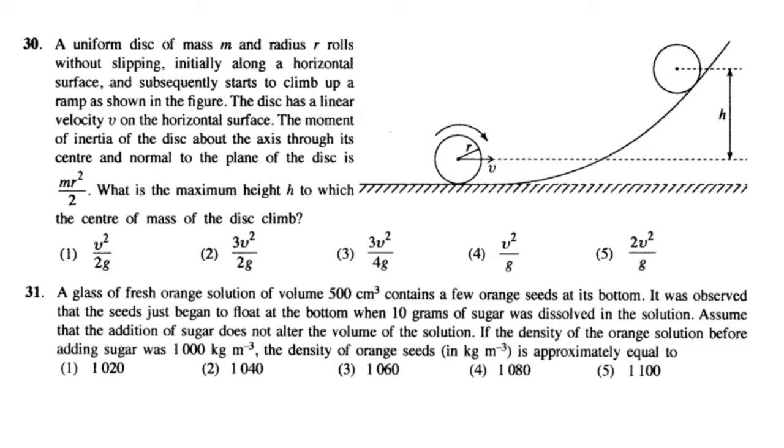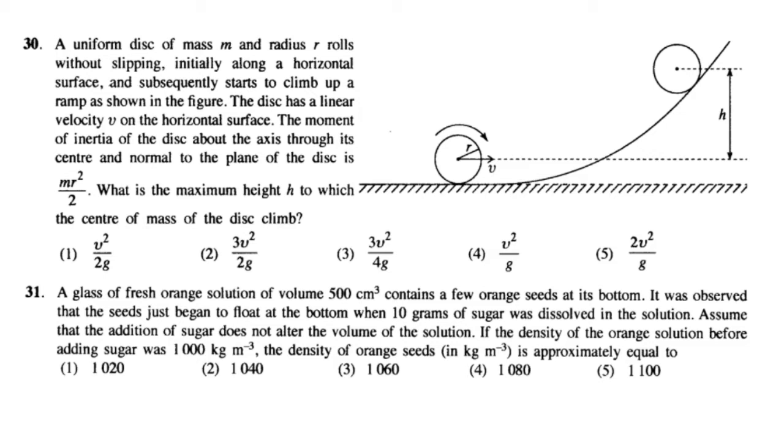500 into 10 to the power minus 6 multiplied by density 1000. So you get mass is 0.5 kilogram. Mass of the orange solution is 0.5 kilogram. After adding sugar, its mass becomes 0.5 kilogram plus 10 grams of sugar. Convert 10 gram to kilogram, that is multiplying by 10 to the power minus 3.